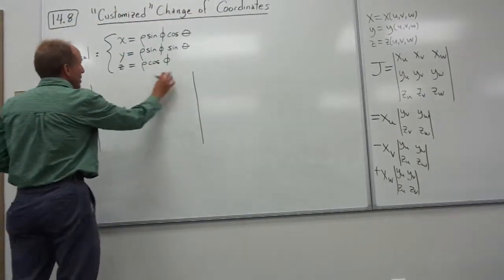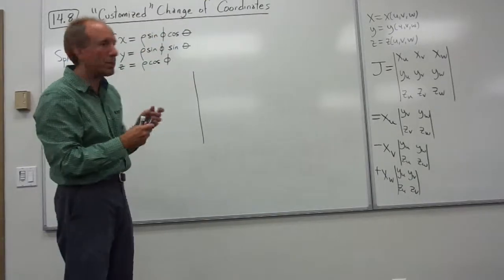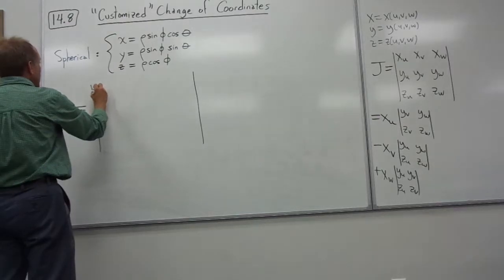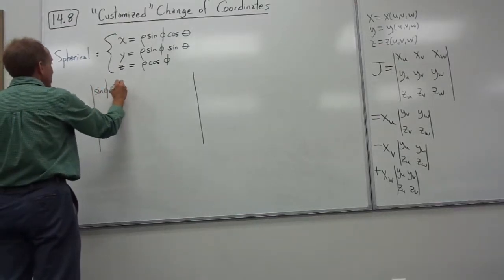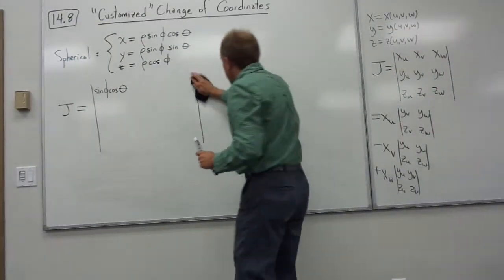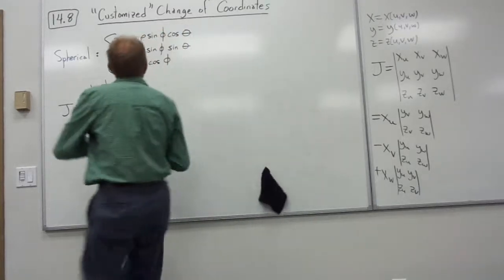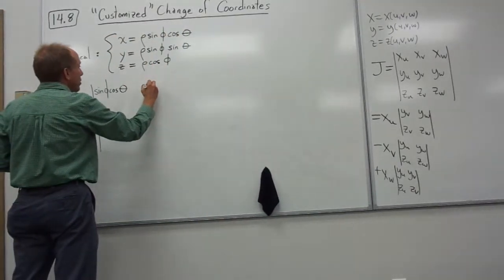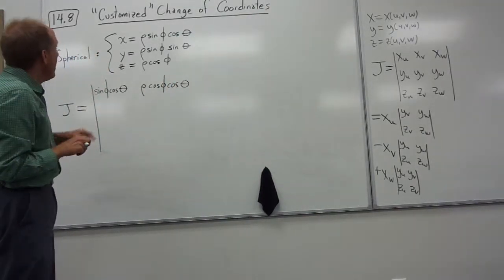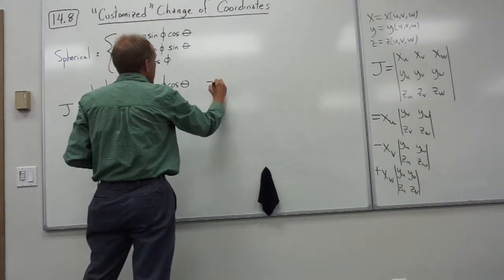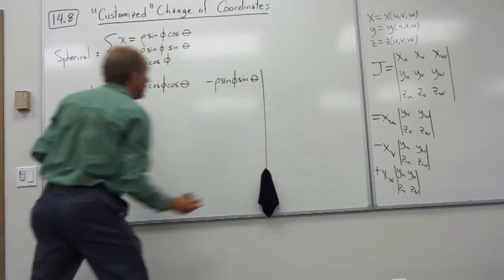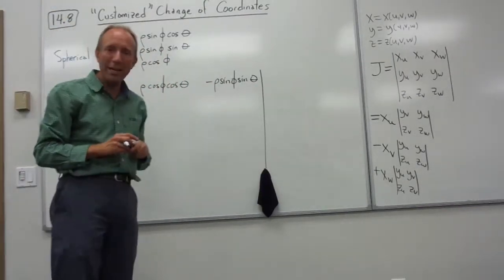So on the first row of this matrix, I'm going to take the partial derivatives of x with respect to rho, phi, and theta. So with respect to rho, I'm going to get sine phi cosine theta. Okay? With respect to phi, I'm going to get rho cosine phi cosine theta. Right? And when I do it with respect to theta, I'm going to get negative rho sine phi sine theta. Okay? So that would be the first row of my Jacobian.